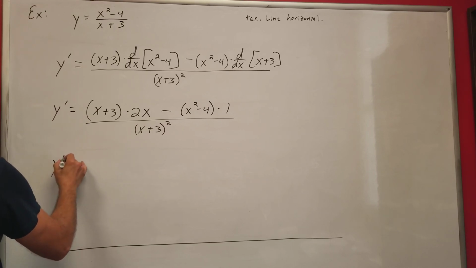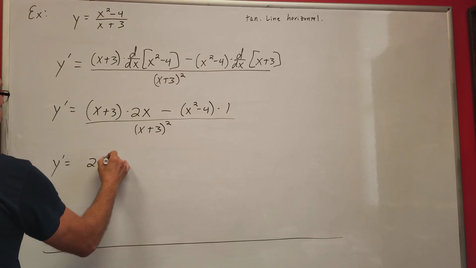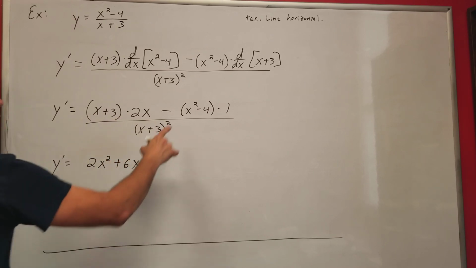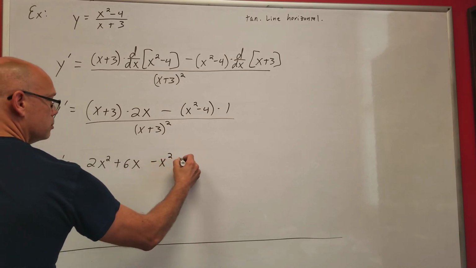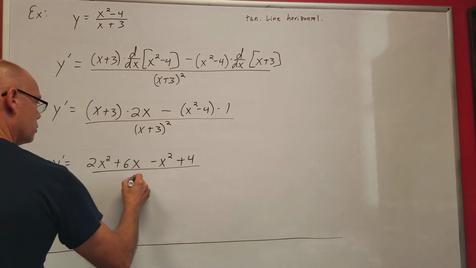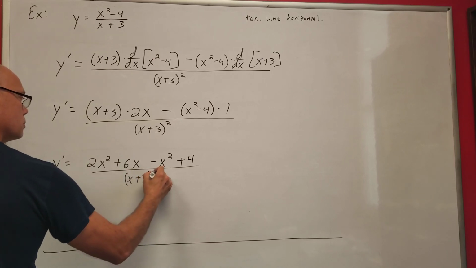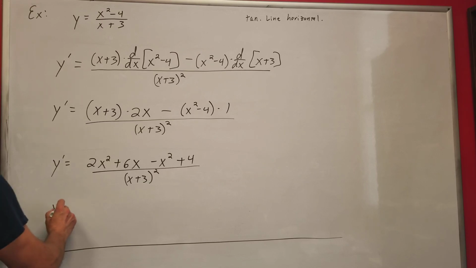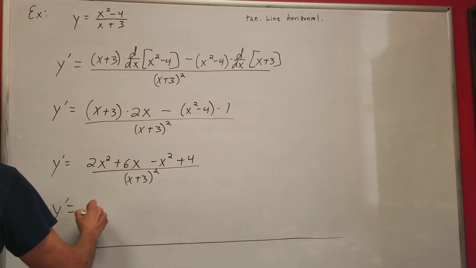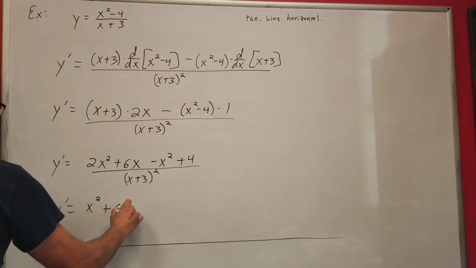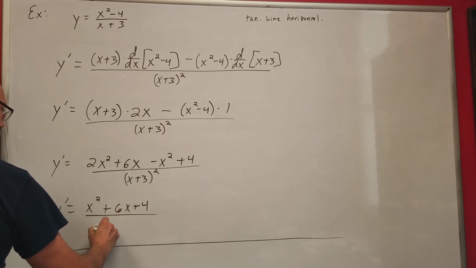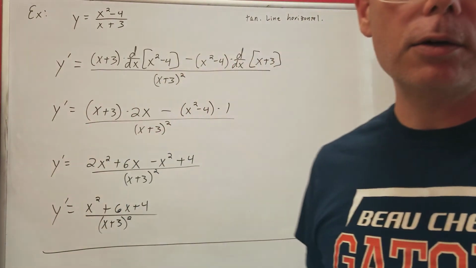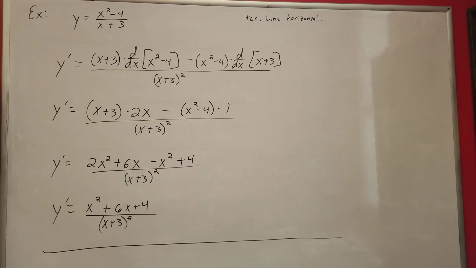Well, what will that be? That'll be y prime is equal to 2x squared plus 6x minus x squared plus 4 all over x plus 3 squared. Or we could say y prime is equal to x squared plus 6x plus 4 all over x plus 3 squared. Check my camera again. I don't have a tripod, so it moves sometimes when I hit record. Okay.